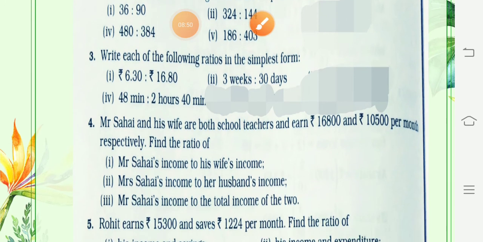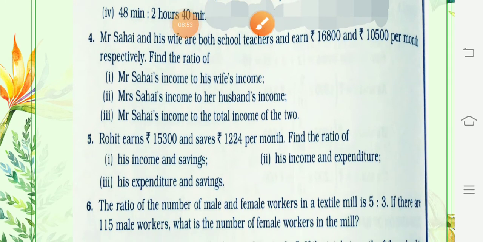Now let us move to the word problems. In word problems, each and every word problem has the same type, but the concept should be clear. Now question number 4 we are reading. Mr. Sahai and his wife are both school teachers and earn rupees 16,800 and rupees 10,500 per month, respectively. The word respectively means here Mr. Sahai's income is 16,800 and 10,500 is his wife's income. Find the ratio of, we have 3 options, Mr. Sahai's income to his wife's income.